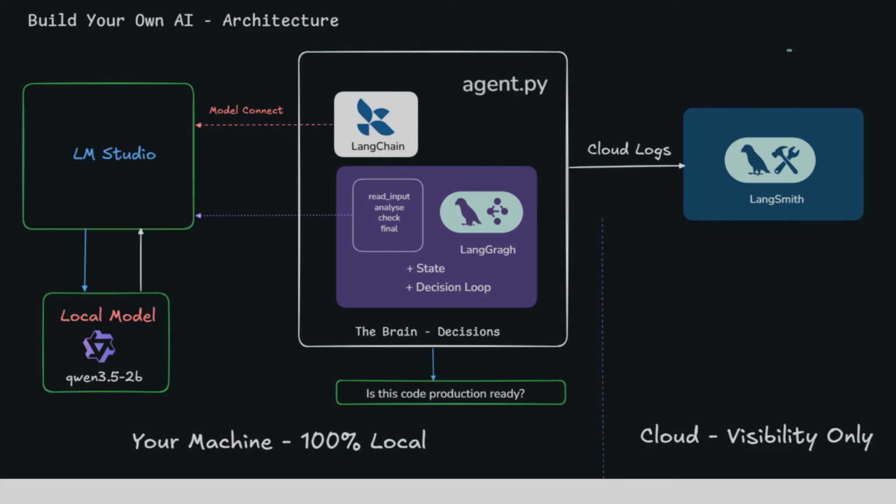At the bottom is the input, for example, "Is the code production ready?" The question enters agent.py, flows through the nodes, hits the model as needed, loops if confidence is low, and finally produces an answer. And here is a key point. Everything on the left is 100% local: your machine, your model, your data. Everything on the right is observability. If you remove LangSmith entirely, the agent still works, and you simply lose the trace view.